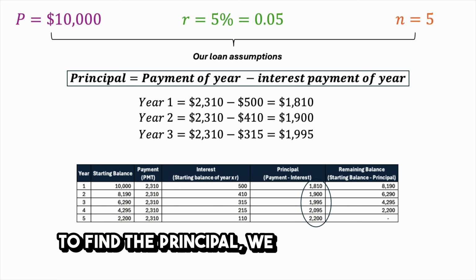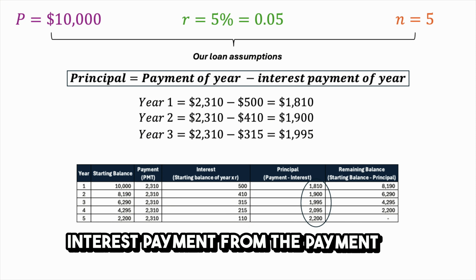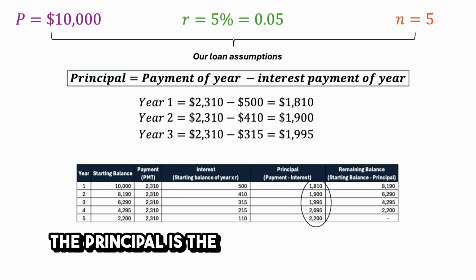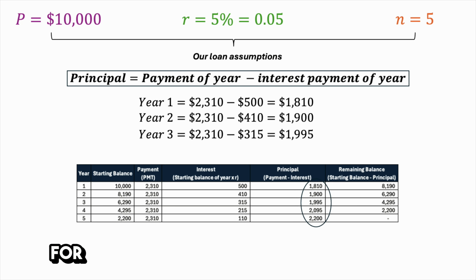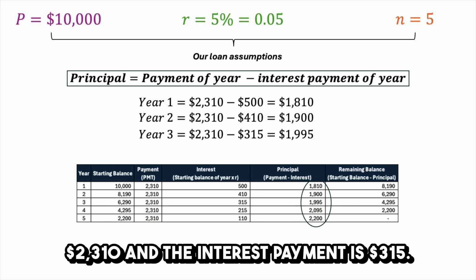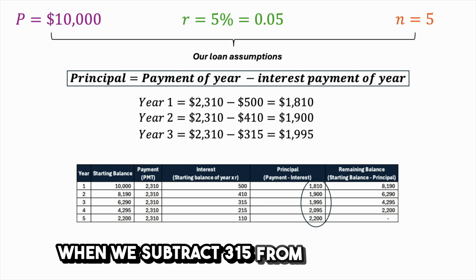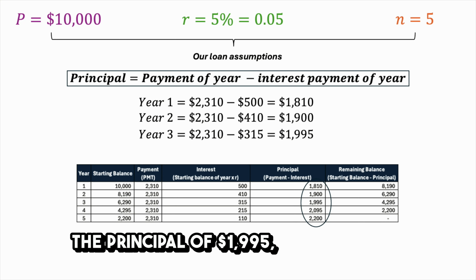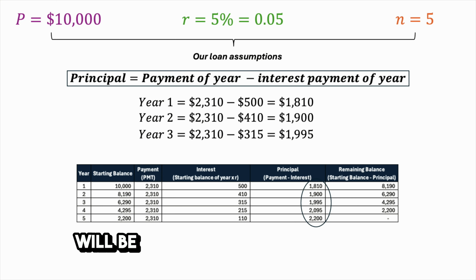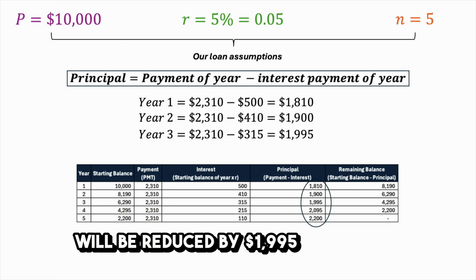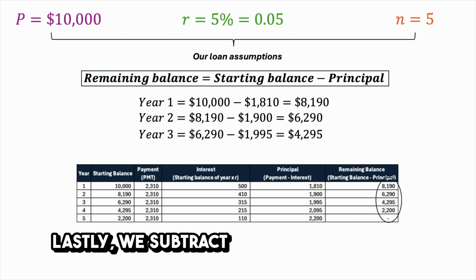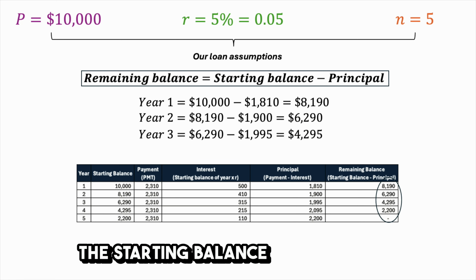To find the principal, we simply subtract the interest payment from the payment we call PMT. The principal is the amount of money that goes directly to pay off your loan and thereby making it smaller. For example, our payment in year 3 is $2,310 and the interest payment is $315. When we subtract $315 from $2,310, we get the principal of $1,995, meaning your total loan will be reduced by $1,995 after year 3.